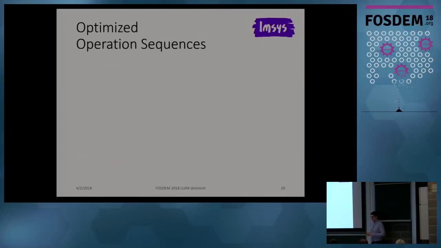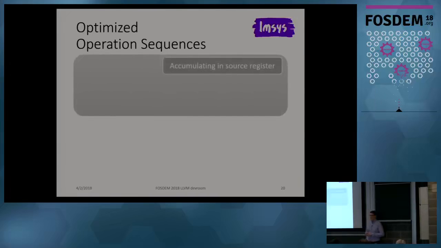All right, so optimizing operation sequences. First, let's have a look at accumulating in source registers. If you consider this simple addition, A equals A plus B, in a regular form of an instruction, you can say add A, B. So add A and B and store the result in A. It means you have an opcode, a destination register, and 2 source registers. But it's quite obvious that the destination and one of the source registers are the same. So why should we store it in the program memory twice?